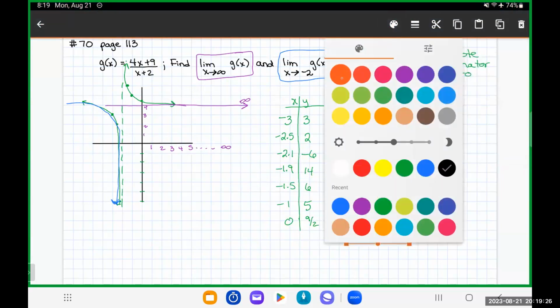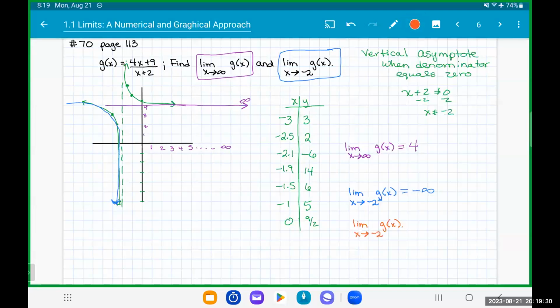Let's do orange. So now what if I want to look at it from the right with the plus sign, right? So now I'm coming in here, getting really close, and I'm going all the way up to positive infinity. Okay. And because these two are not the same, my limit as x approaches -2 does not exist. Since the function value as x approaches -2 from the left decreases without bound, and the function value as it approaches -2 from the right increases without bound to the positive, that limit does not exist, because one's going to -infinity and the other's going to positive infinity, and therefore that limit does not exist.